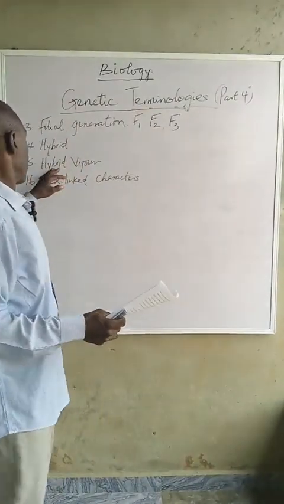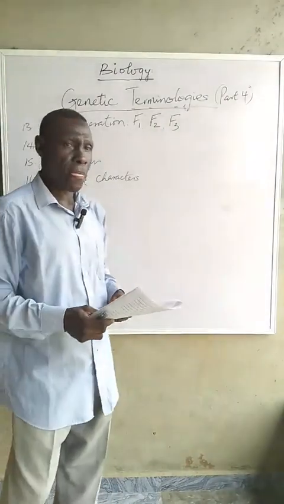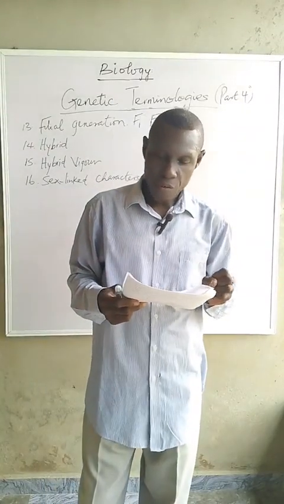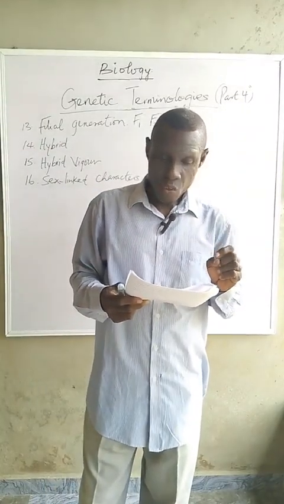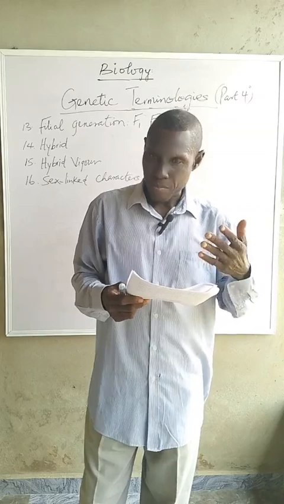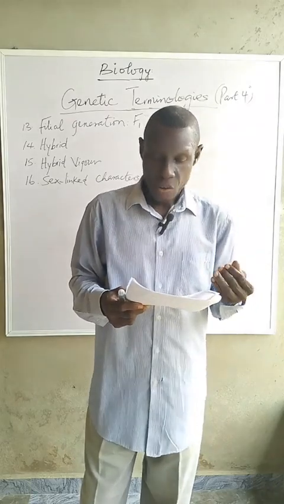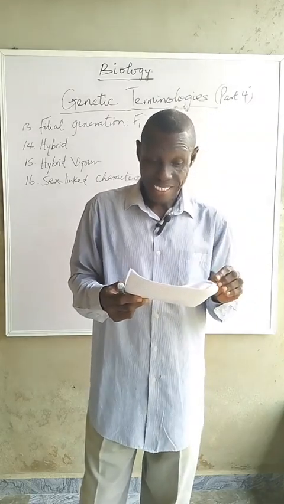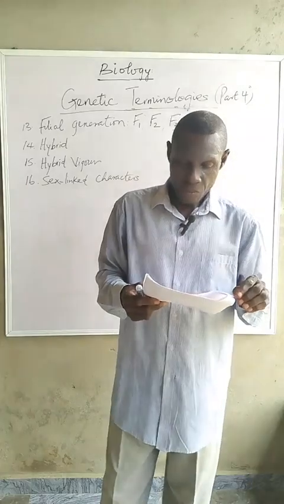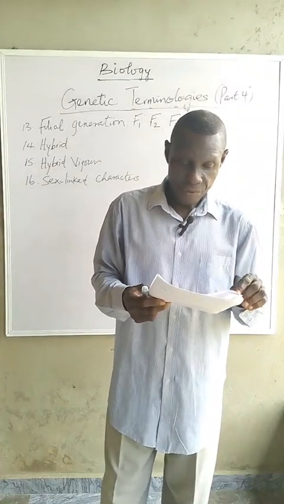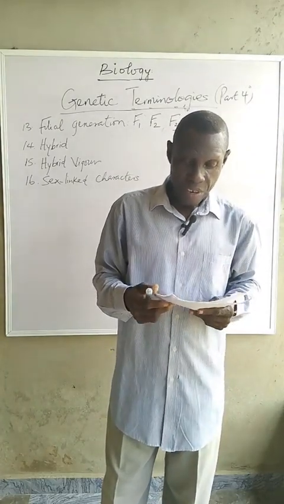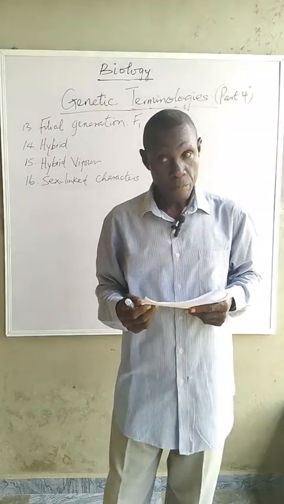Then we go to another one called hybrid vigor. Hybrid vigor is the production of new varieties within species which are healthier, maybe, or have greater resistance to diseases, and probably are better adapted to the environment as a result of the crossbreeding of non-related members of the species.